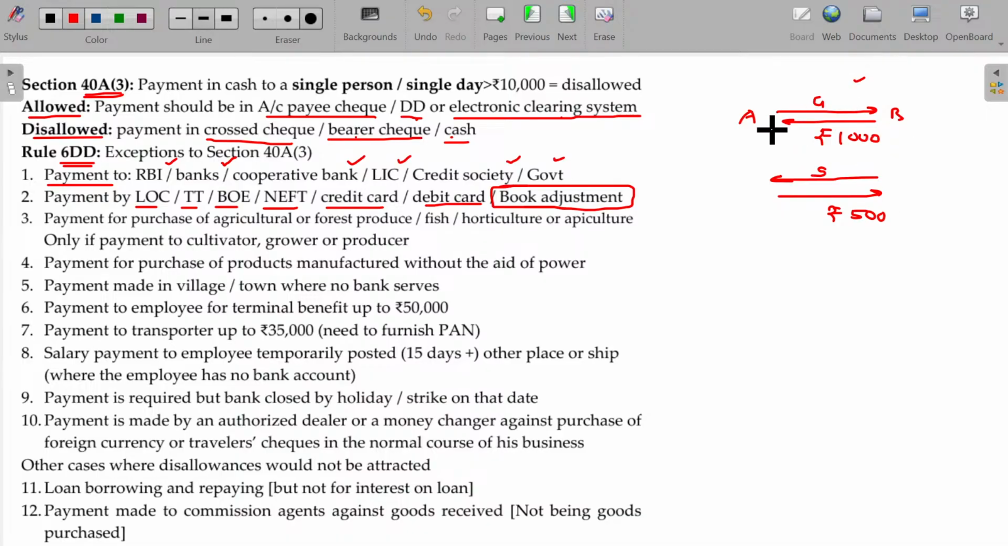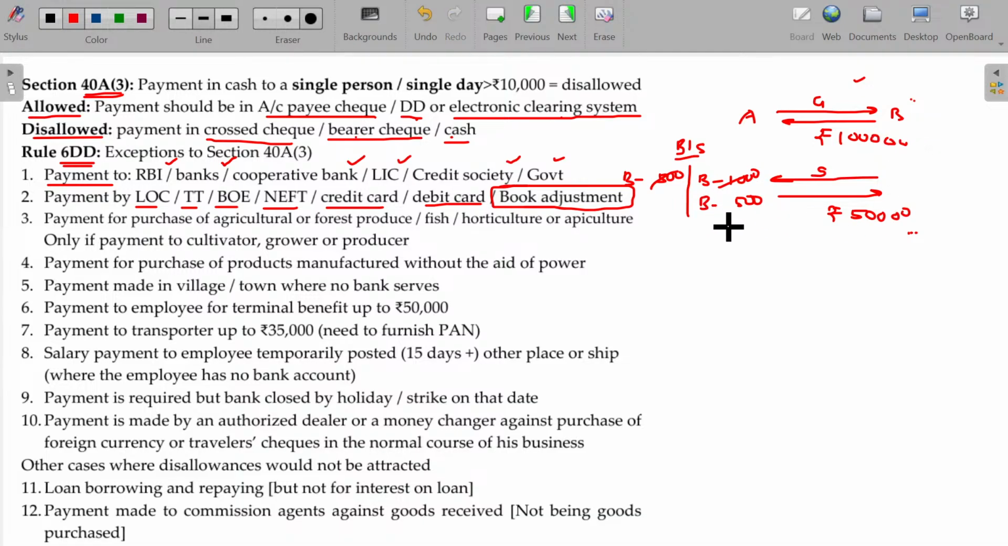For this, what is the journal entry? In the balance sheet, A will show B as what? Debtors, 1,000 rupees. And B will be shown as a creditor, 500 rupees, on the liability side. Now you can mutually cancel these two and write 500 rupees, so the net is 500 rupees. Maybe this is 1 lakh and this is 50,000 rupees.